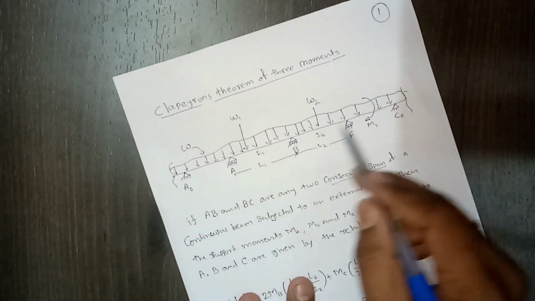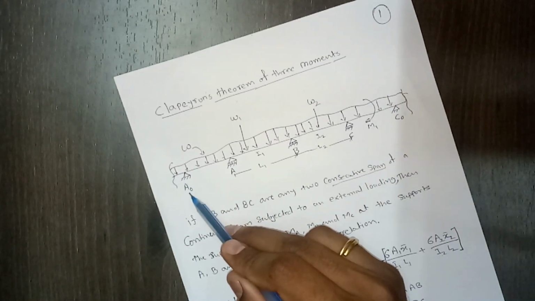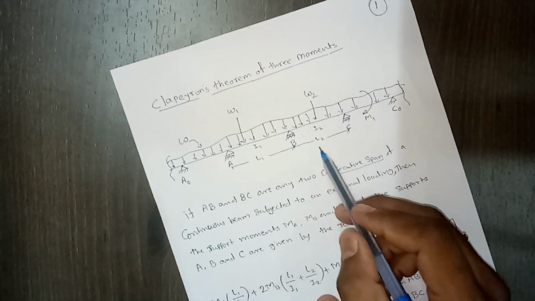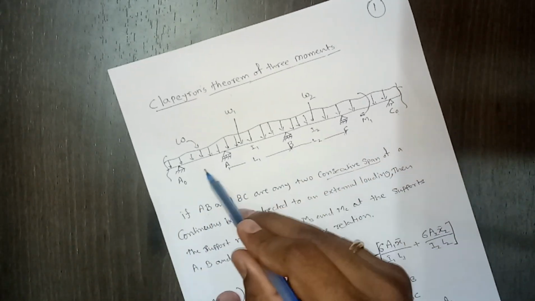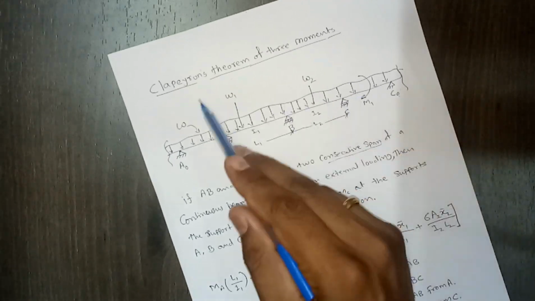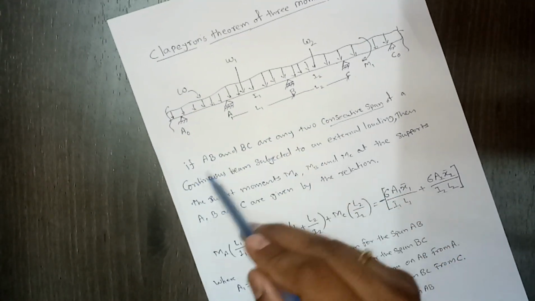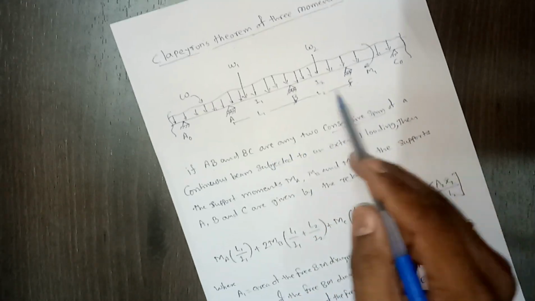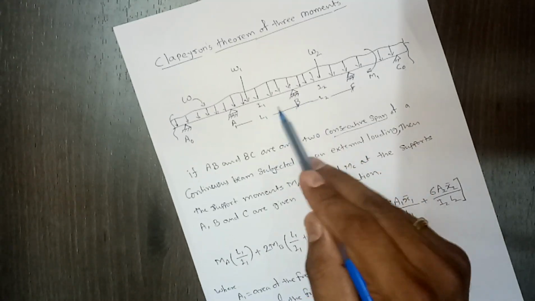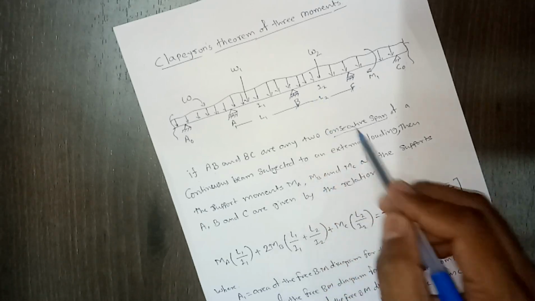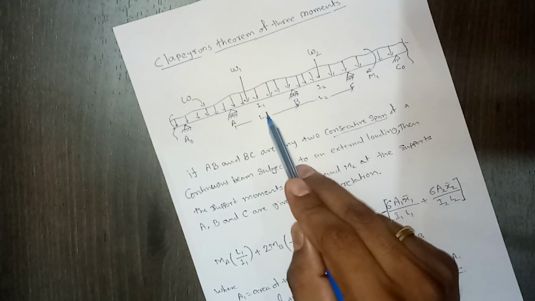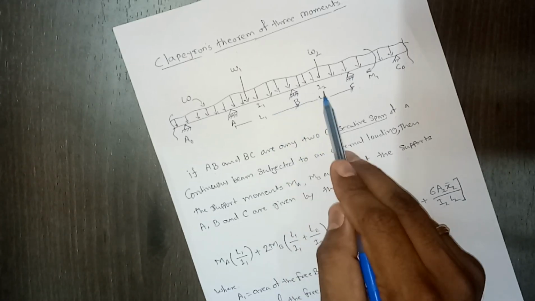So say there is a beam which has supports, say A0, A1, A, B, C and C0. Now say this is a continuous beam, then what Clapeyron's three moment theorem tells, if AB and BC are any two consecutive spans. Consecutive span means they should be adjacent to each other. You cannot use Clapeyron's three moment theorem for this span and this span together. It should be two consecutive spans only.